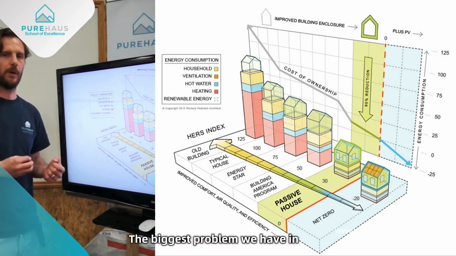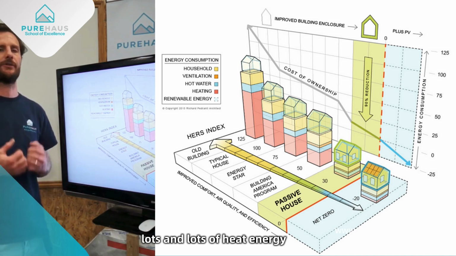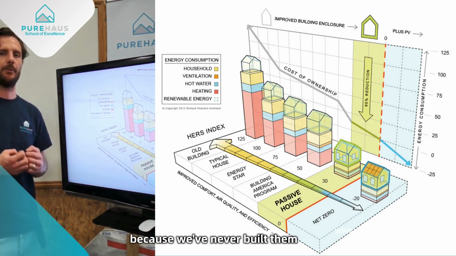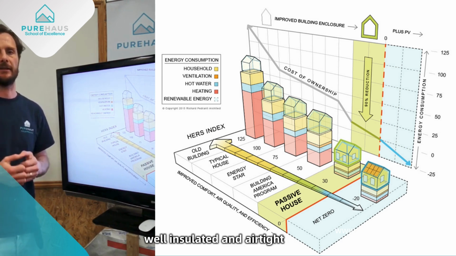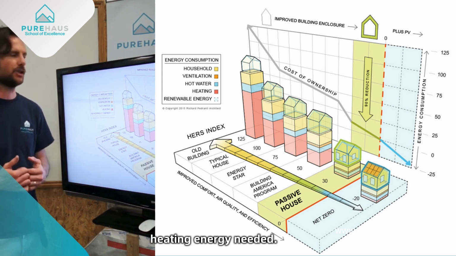The biggest problem we have in this country is that our buildings require lots and lots and lots of heat energy, because we've never built them well insulated and airtight so that we can reduce the amount of heating energy needed.